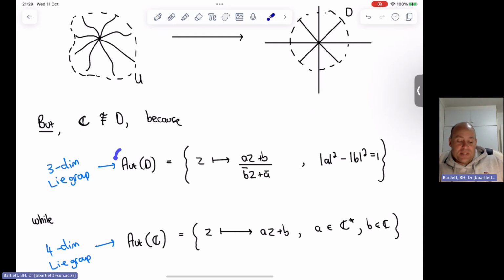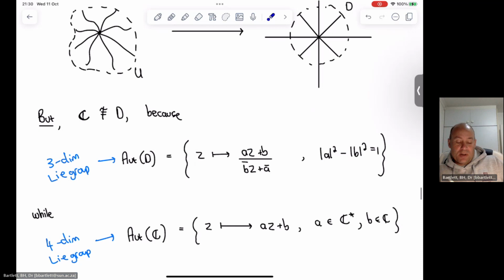And you compute that for the unit disk, and you'll find it's the collection of maps of this form, where the norm of a squared minus the norm of b squared is 1. So there's 2 complex parameters here, a and b, and there's a single equation. So that's a 3-dimensional real Lie group. Okay, there's 3 free parameters here.